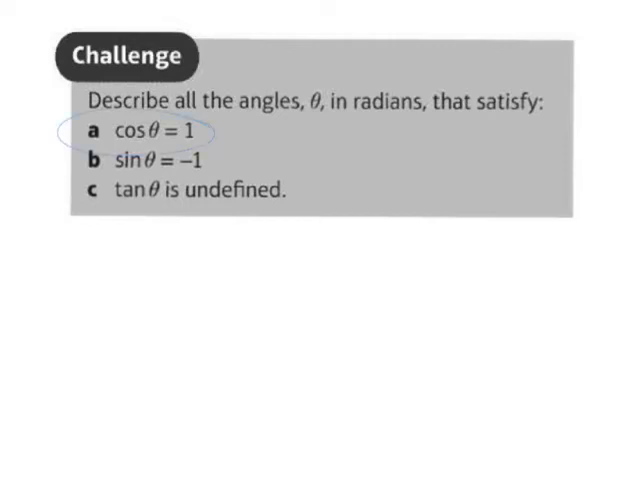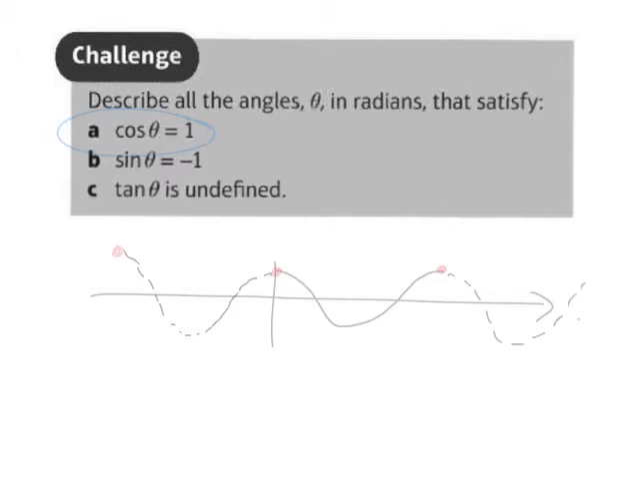Okay, the key to doing this challenge question is to know your graphs. If you know your graphs, you can identify the points where cos theta equals 1. And you can think about what those values of theta will be in degrees first. And once you know what they are in degrees, you can convert those degrees into radians. And you're looking to figure out what the sequence is.